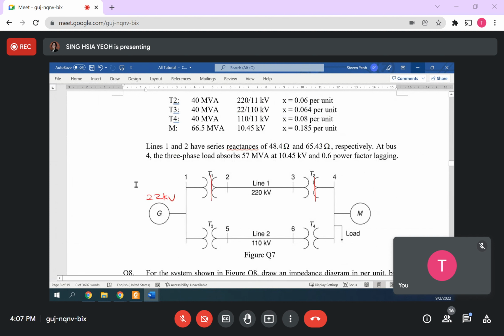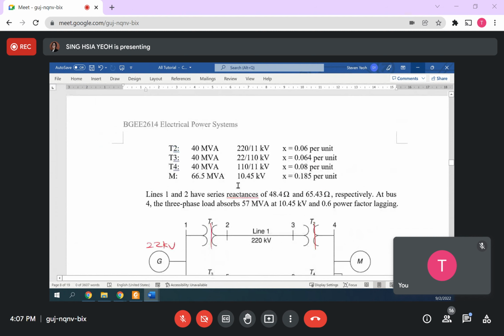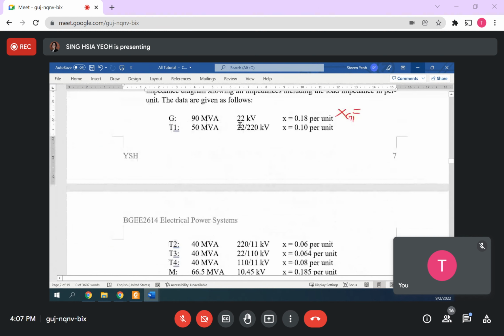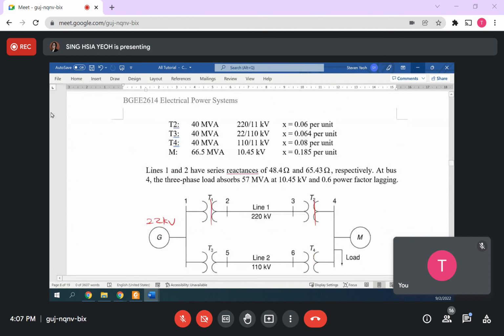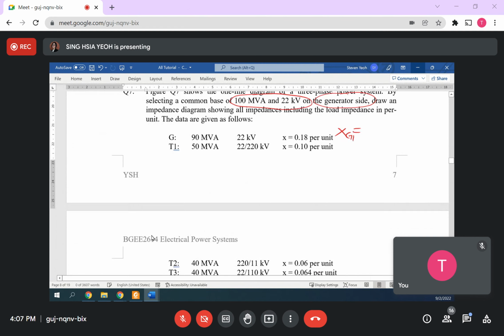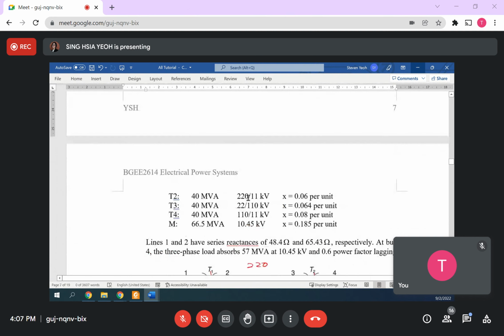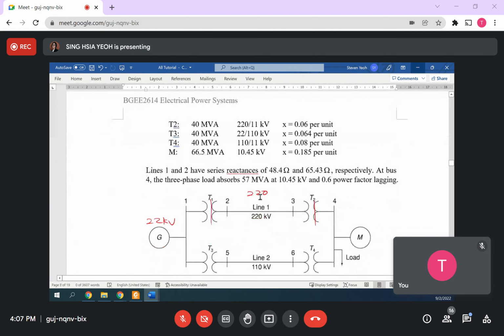So you go to transformer 1. What is the value for transformer 1? Transformer 1 ratio is 22 and 220. Also 22 as well, so 22 here, which means 220 here. This question is very easy. T2 value 220 and 11, so 11 kV here.